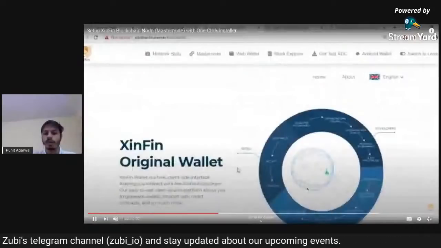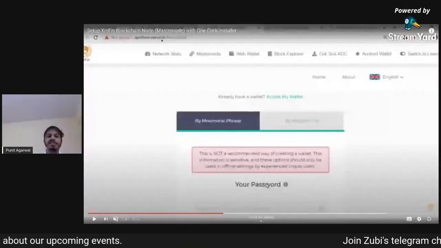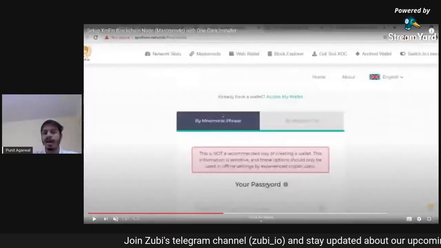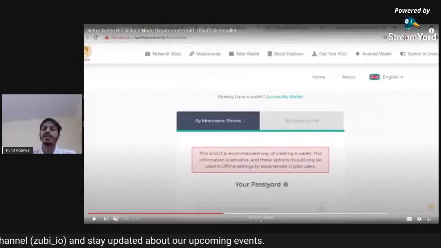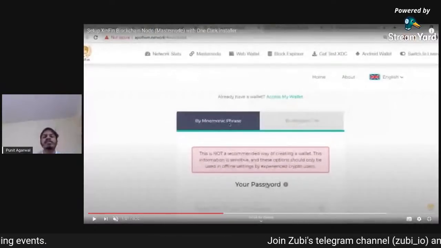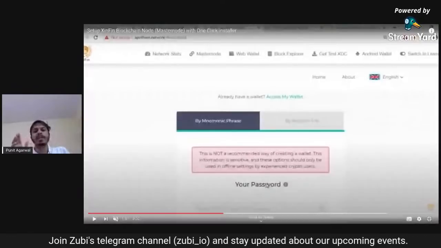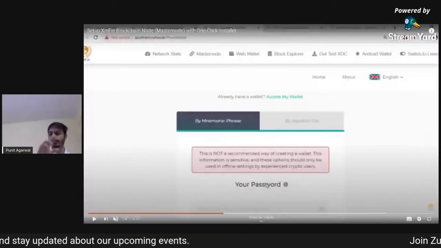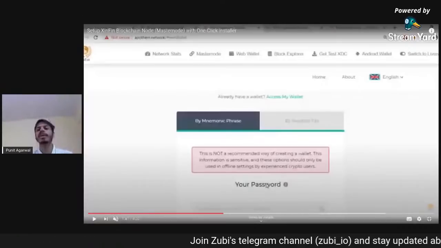So what we'll do is, to create an account, we'll just go to the Apothem network, which is the test network, and then we'll create a new wallet. You can create a new wallet either with a mnemonic phrase or by keystore file. A mnemonic phrase is basically around 8 to 9 words in a particular order, and to access your wallet, you need to put those words in the same order. Otherwise, the most recommended way is to keep the keystore file.